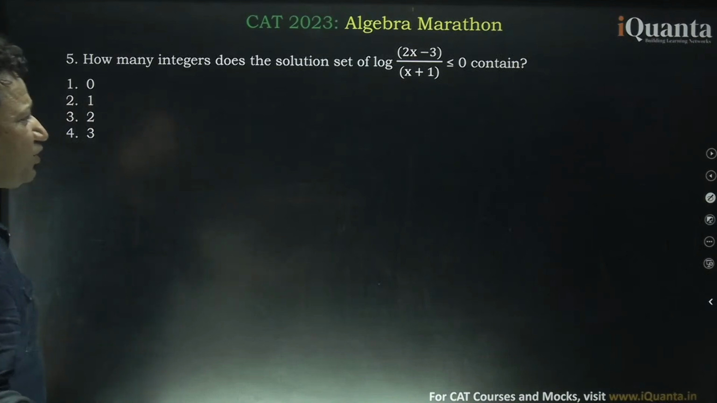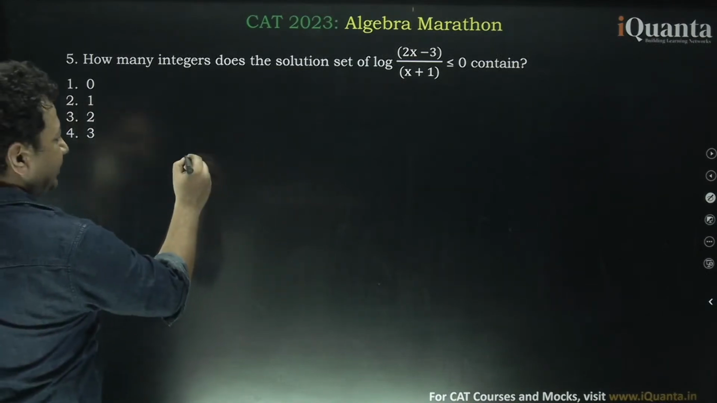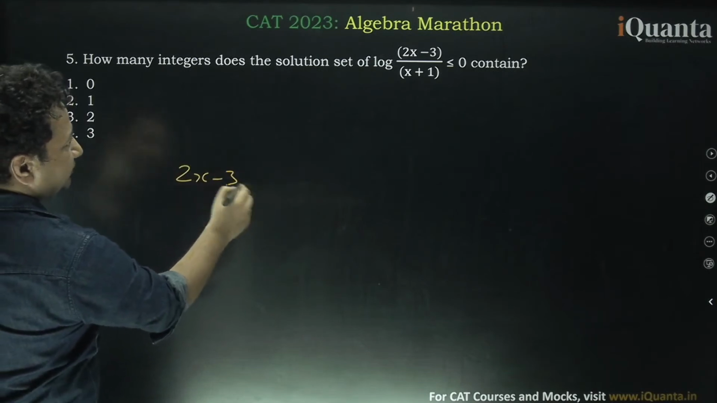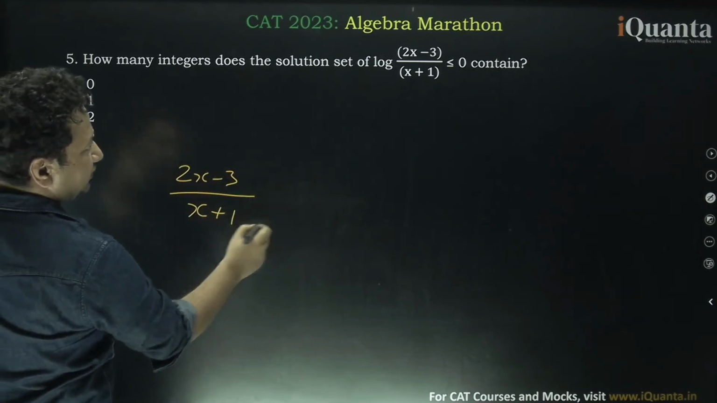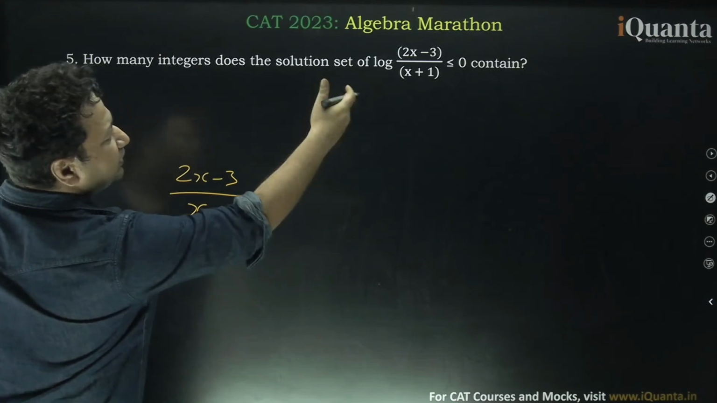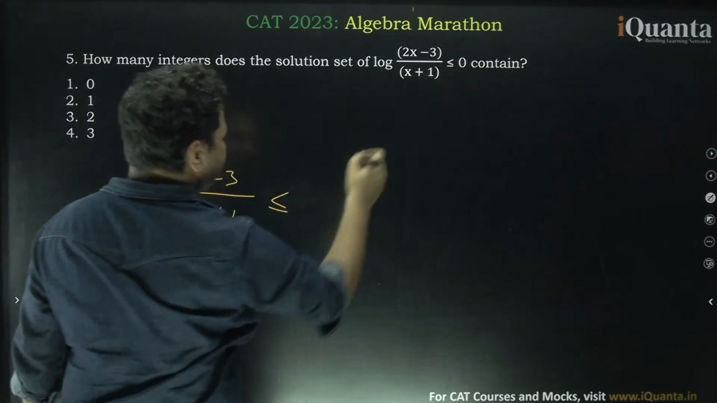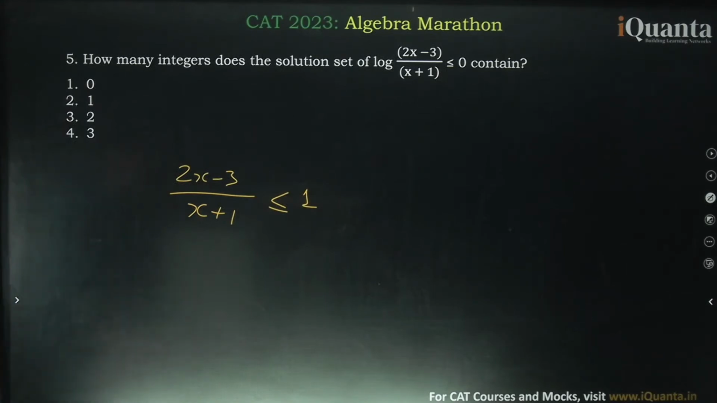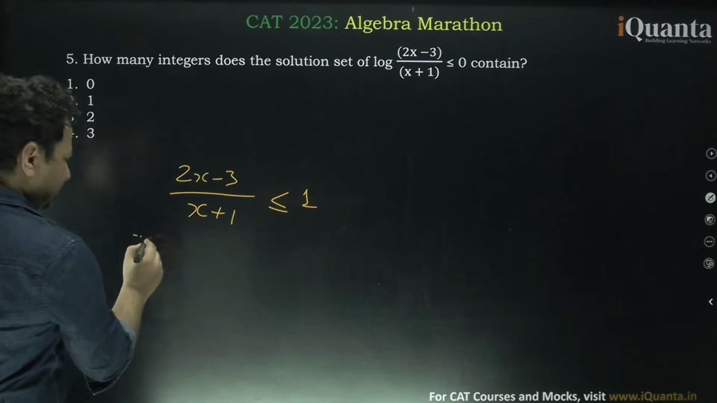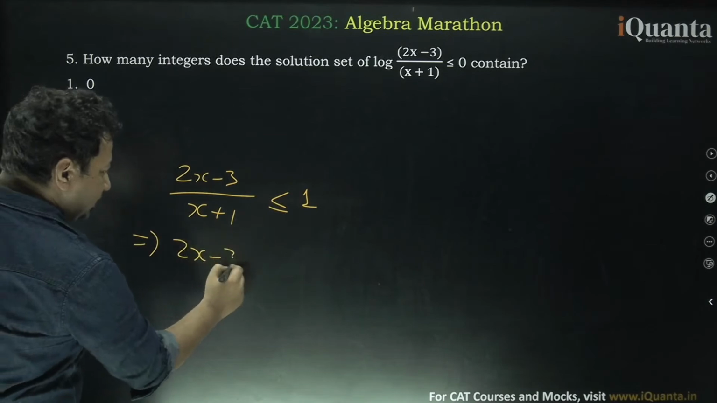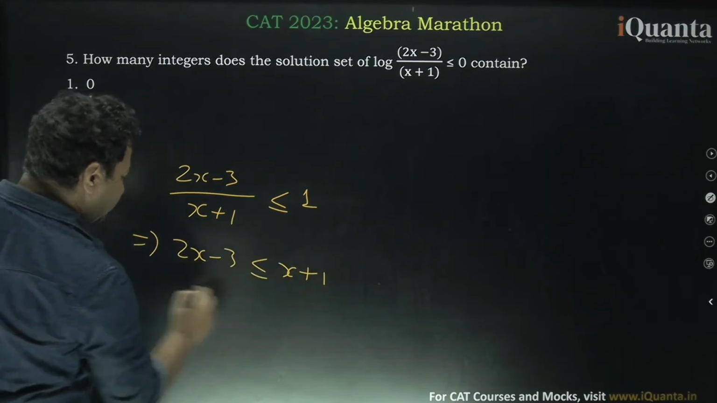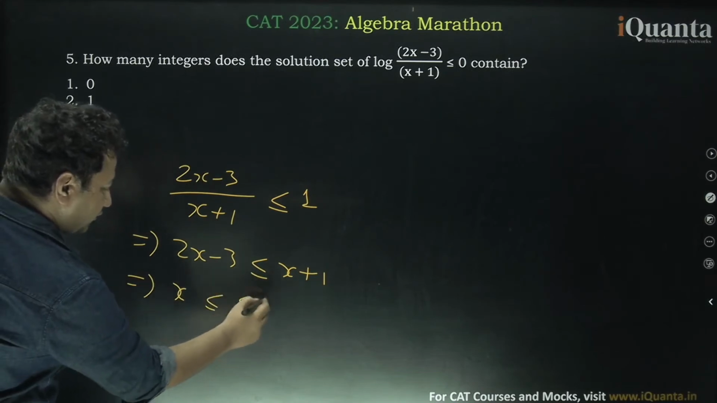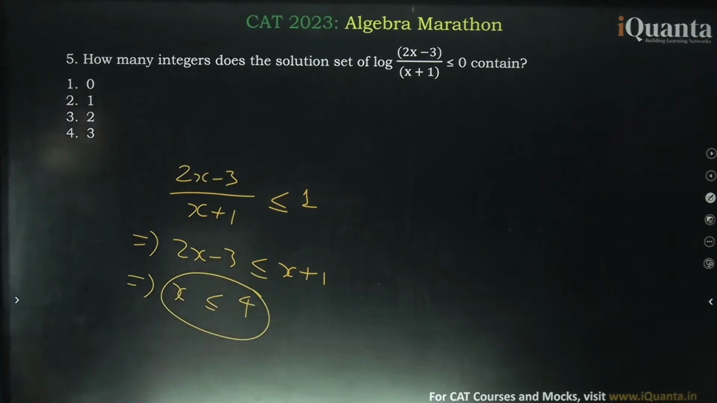I taught log yesterday only. So this will be, if I remove the log, 2x minus 3 upon x plus 1 is less than equal to log, so the power goes there, something raised to power 0 is 1 only, right? This is what we get. An easy question this is. So 2x minus 3 is less than equal to x plus 1, which means x is less than equal to 4.